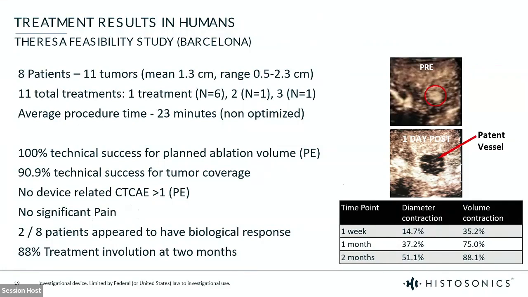100% technical success for what we decided that we were going to ablate, and we obtained this ablation. What we were going to do in this study was fix what ablation I wanted to do, and if we were able to complete this ablation, that's it. And we obtained it in 100%. There was one failure in tumor coverage because it was too deep. Probably we didn't aim very well to the lesion.